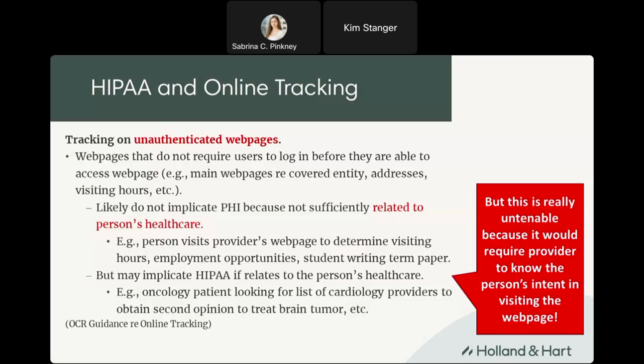And they gave the example of a person who goes onto a hospital's website. Maybe they've got a cancer diagnosis and they're going on to get information about other cardiology providers so that they can get a second opinion. The government said in that situation, that would be PHI.